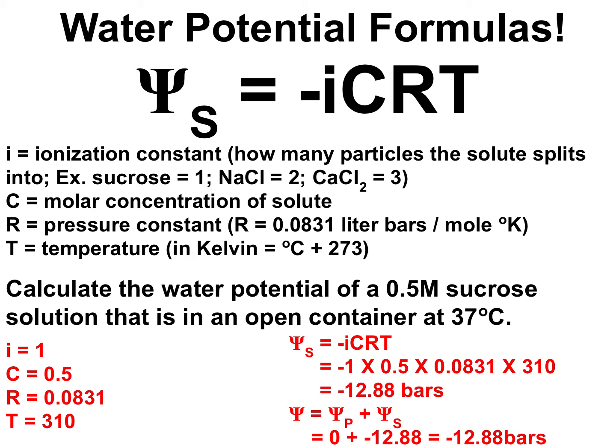If you take control of the information and sort out the variables, you'll see that the ionization constant is 1, the concentration is 0.5 molar, R is a constant number, always 0.0831, and a Celsius temperature of 37 degrees converts to 310 Kelvin. Plug in all of these numbers to our equation, and don't forget that negative at the front. Multiply all those things together, and you'll get negative 12.88 bars.